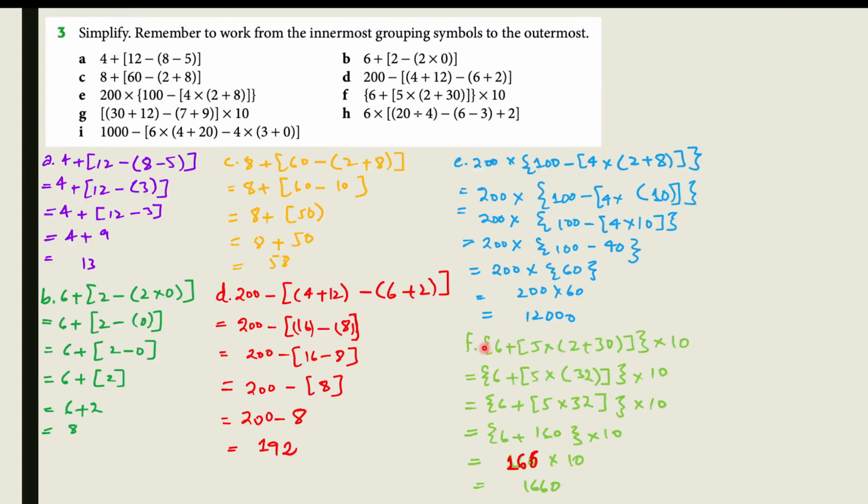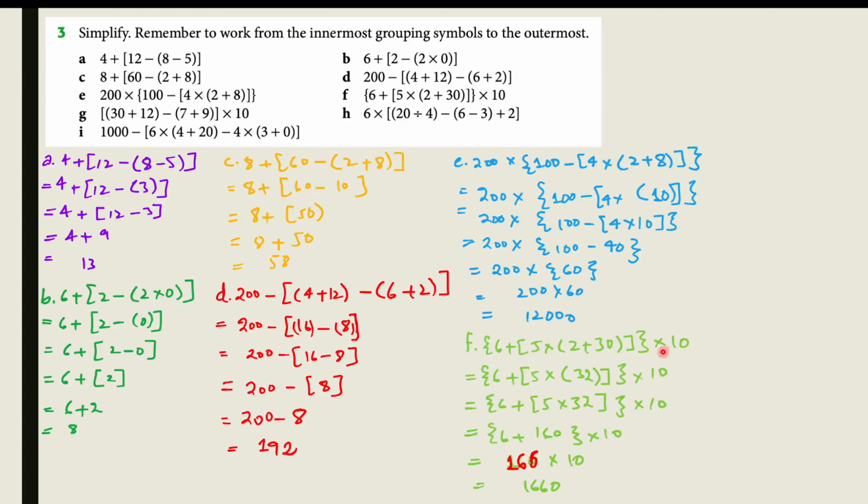The sixth part is curly brackets open, 6 plus, in the square brackets 5 multiplied by, then we have our parentheses 2 plus 30, then the square bracket closes, and so do the curly brackets, and then we have multiplied by 10.